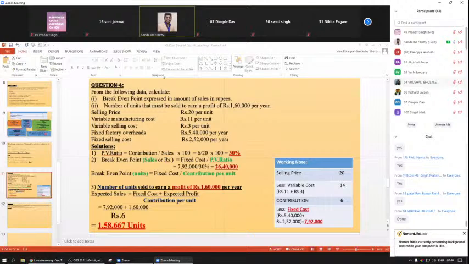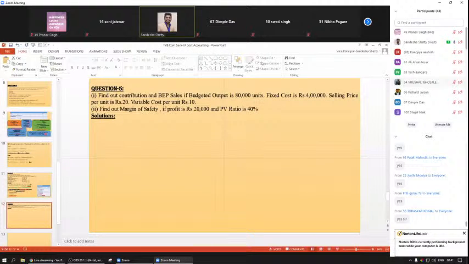Am I audible to all students? Is my voice clear to everyone? Now, requesting you, please solve question number 5. Small problem. Quick. 2 मिनट में खत्म हो जाएगा. We have to end as soon as possible. Please note down question number 5.